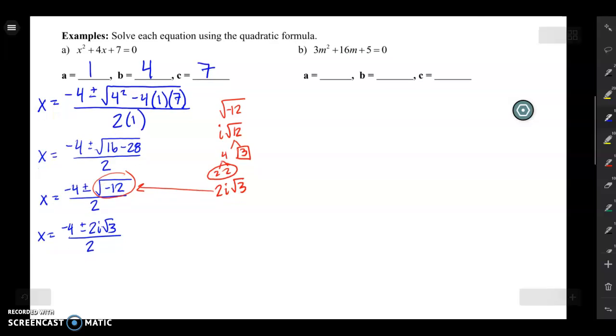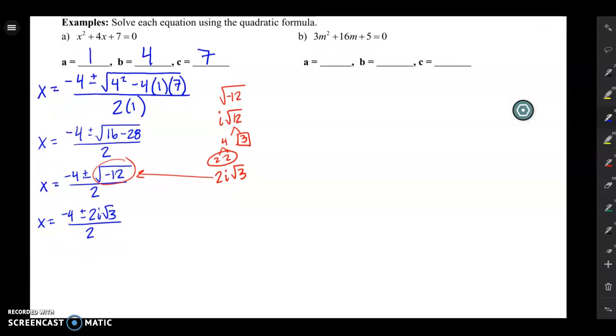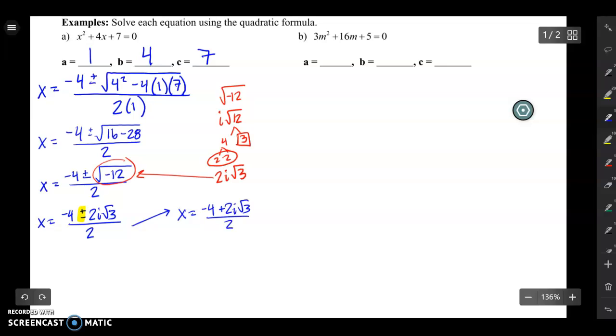At this point, once you've simplified your square root, you're going to want to separate this equation into two different equations. Remember, I have this plus or minus symbol, which means I need one version of this fraction where I'm adding and one version where I'm subtracting. So one answer is x equals negative 4 plus 2i square root of 3, divided by 2, and another answer is x equals negative 4 minus 2i square root of 3, over 2.